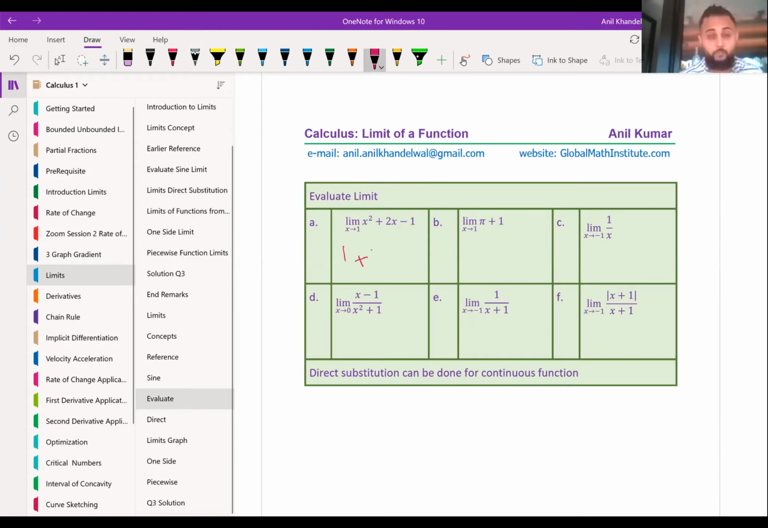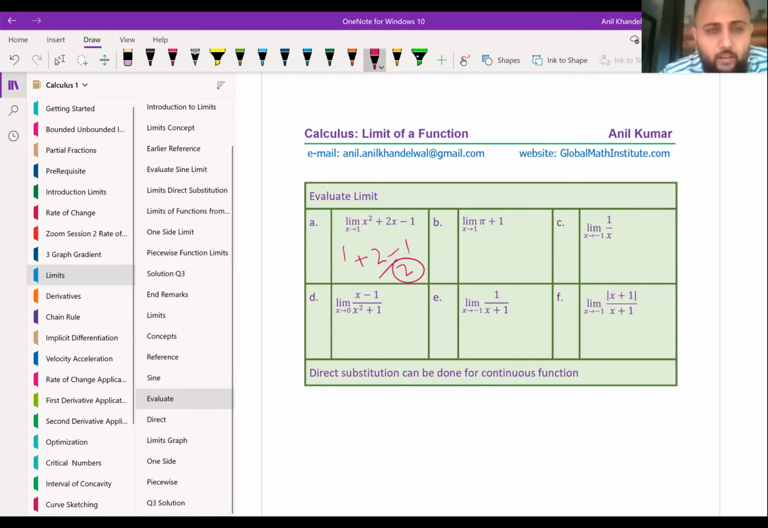Would we factorize? Straight away substitute the value. So if there is a polynomial, you don't have to do much. In a polynomial, you can approach and you can be there. It is a continuous function. Substitute 1. So you get 1 plus 2 minus 1. The answer is 2. Does it make sense? That's it. B. Limit when x approaches 1 for pi plus 1. What is the answer?